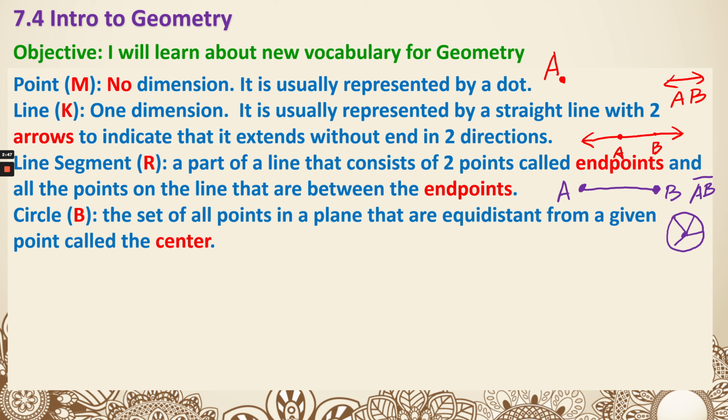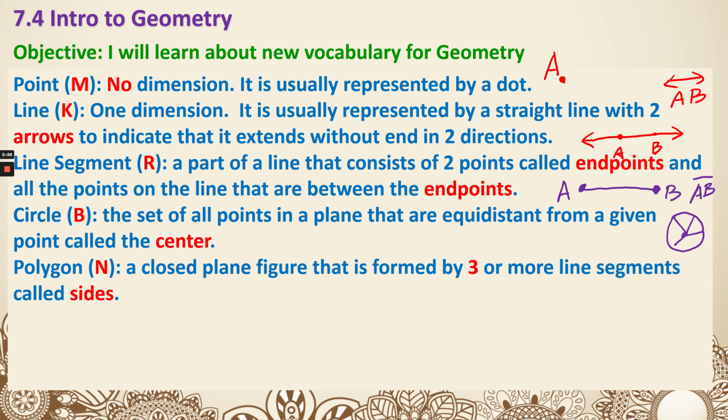Next, polygon. Polygon matches with definition N. A closed plane figure that is formed by 3 or more line segments called sides. A closed plane figure with 3 or more sides, which means a triangle is also a polygon. Another thing is there are no intersecting lines. If you have something like this, for example, that technically couldn't be a polygon, because this is intersecting. From this line to that line, this point to that point, that forms a line segment. They're intersecting, so that is not a polygon.